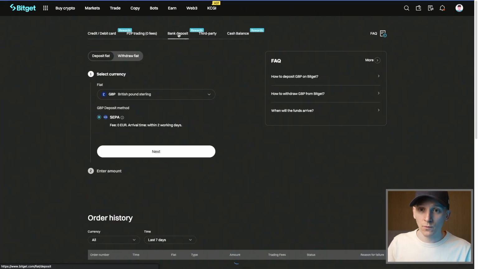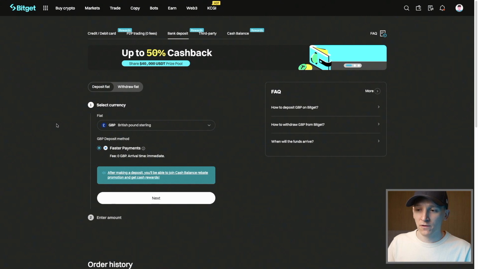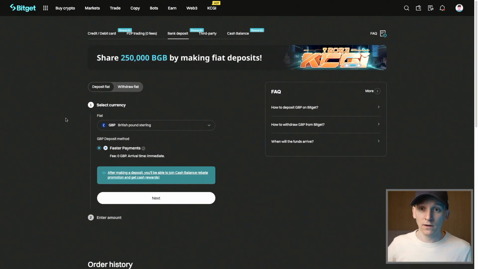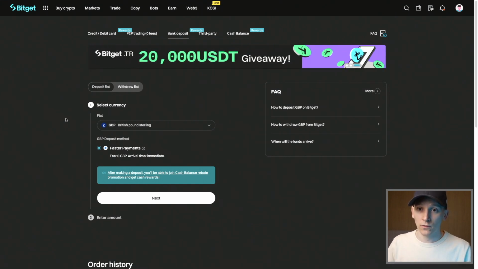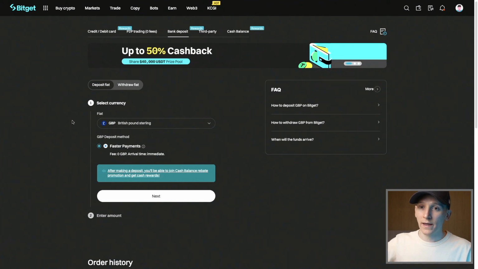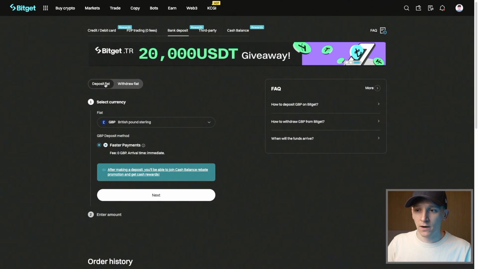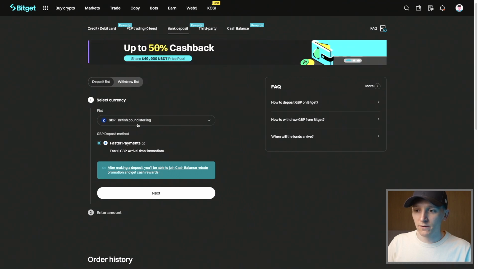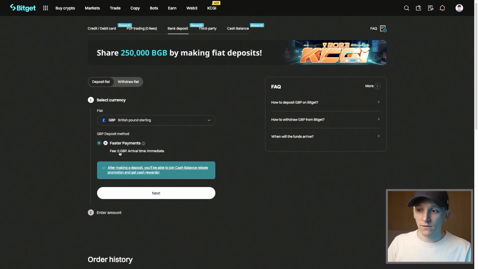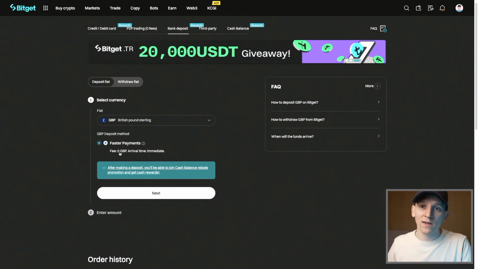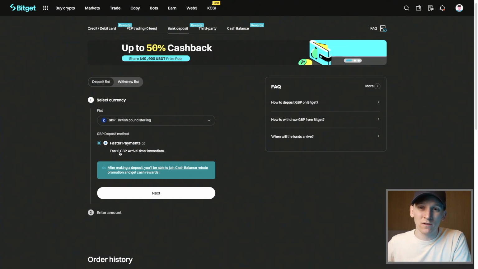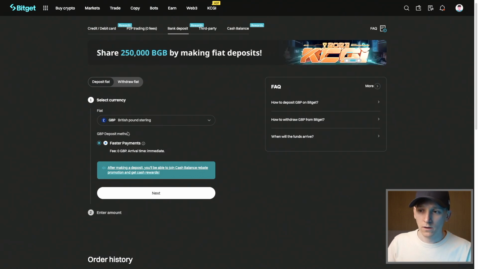This is the recommended way if you have a supported currency. This is completely free of charge in terms of depositing onto Bitget. Your issuer or bank may charge some fees, but we can see here deposit fiat currency. We have pound sterling as an option, and you can use faster payments with a zero fee. So all you need to do is just send in from your fintech app or your bank if it supports it. So they're not going to block it for any reason. You can just send it in.